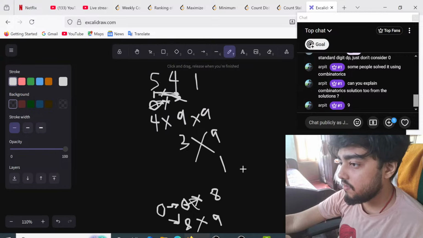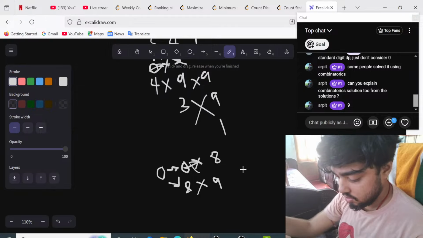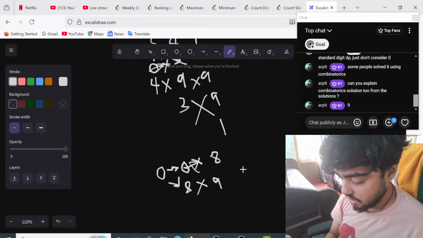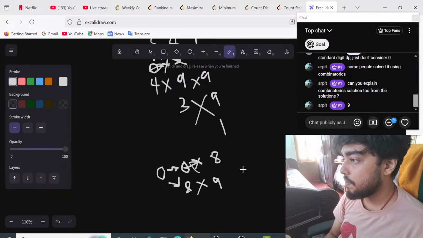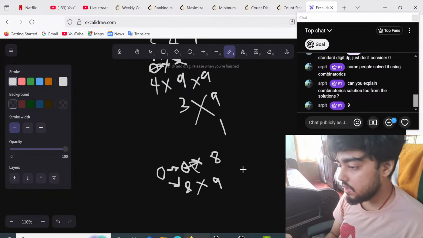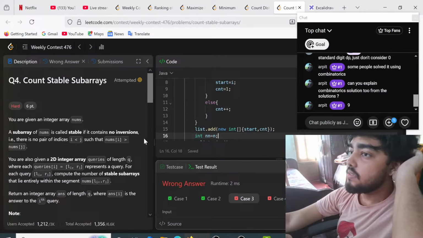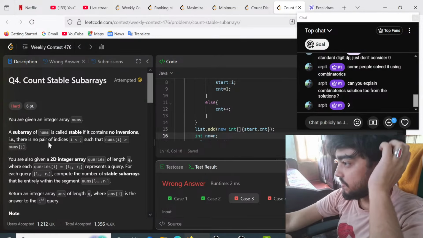I'm going wrong somewhere, but I don't know where I'm going wrong. 4 into 9 into 9 plus 3 into 9 plus 1 plus 8 plus 8 into 9. I'm getting 432, but I think I'm going wrong somewhere. So that is the combinatorial part. Okay, a little bit of mathematics is needed over there.